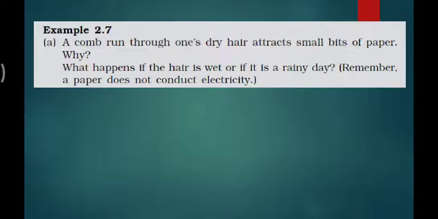A comb, you use a comb, right? The comb runs through dry hair and attracts a small bead of paper. If you just rub your comb on your hair and then bring it near a small piece of paper, the papers are attracted towards the comb.